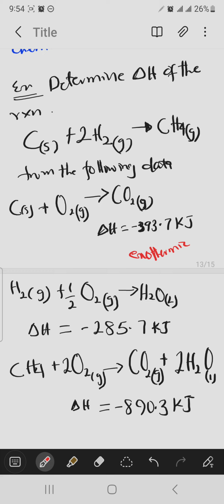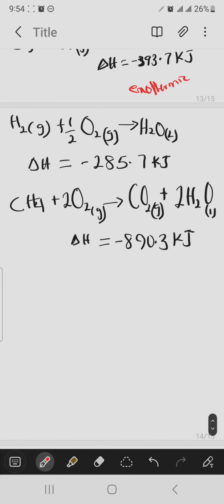Now, the second reaction, they combust hydrogen and oxygen to have H2O, water, and it is exothermic as well. Then they combust methane and oxygen to have carbon dioxide and two molecules of H2O. Now, doing this solution, one thing you must first do is that you know we have three types of reaction there, and the three of them give us these enthalpy changes.